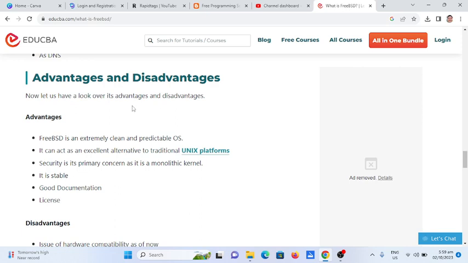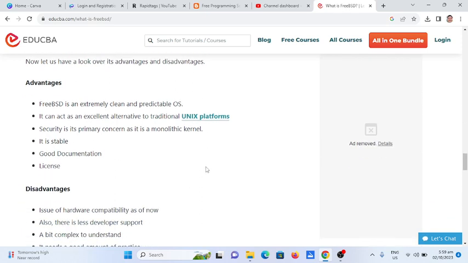First, FreeBSD is an extremely clean and predictable OS, or operating system. Next, it acts as an excellent alternative to traditional Unix platforms. Third, security is a primary concern as it is a monolithic kernel. Fourth, it is stable. Fifth, good documentation. And the sixth, the license is free.